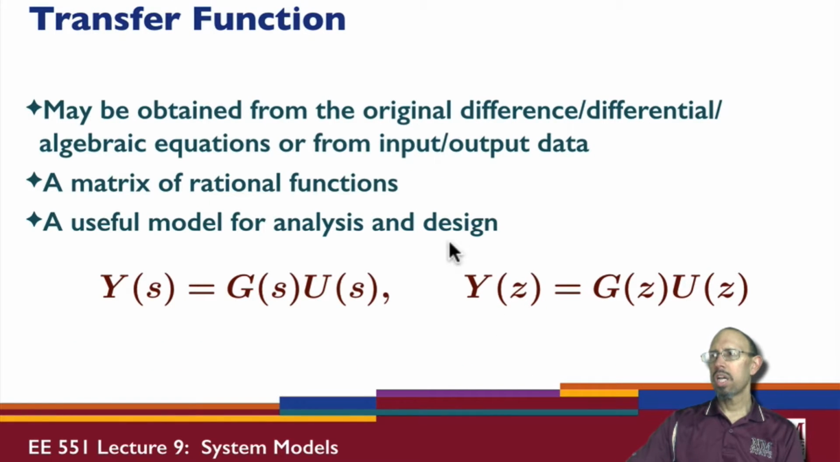Transfer functions may be obtained from, again, the original difference or differential or algebraic equations. They could also be obtained from input-output data. Incidentally, input-output data can also be considered a form of mathematical model of a system. In general, a transfer function, we will consider it to be a matrix of rational functions. When you take a class in signals and systems, usually you assume a system that has a single input and a single output. In general, we will have multiple inputs and multiple outputs.